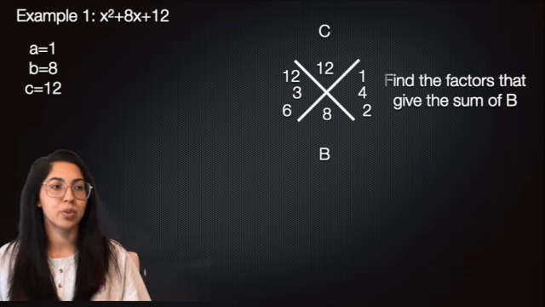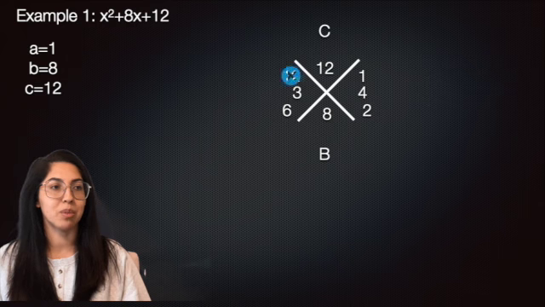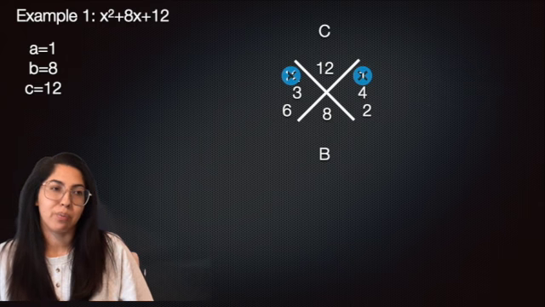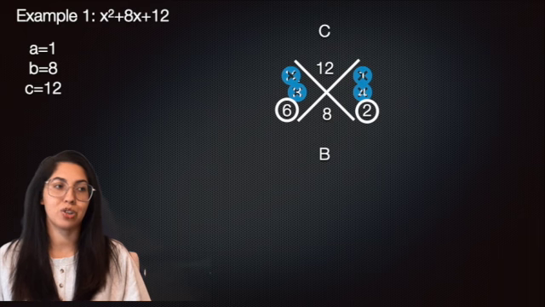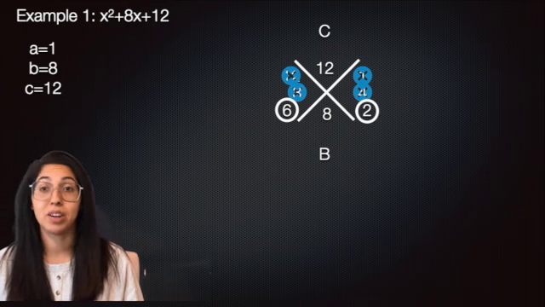So 12 plus 1 does not add up to give me 8. So that's out. 3 plus 4 also, I'm a little short. 3 plus 4 is 7, so that's out. 6 plus 2, however, does give me 8. So now that I know that, I'm going to write my binomials out.